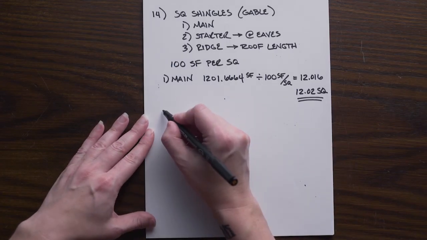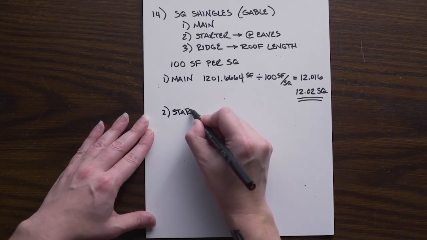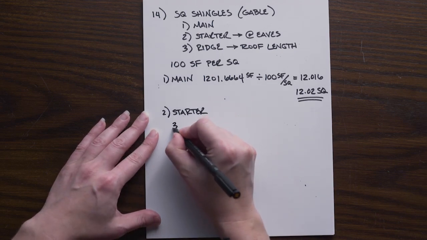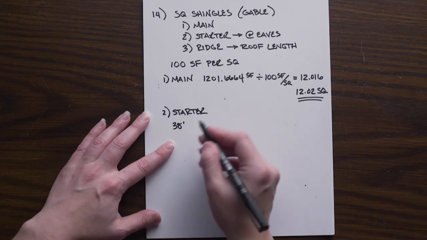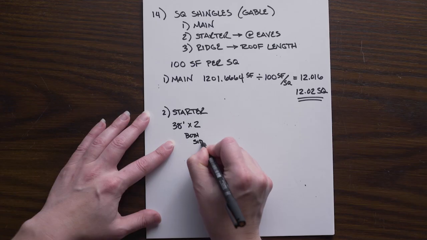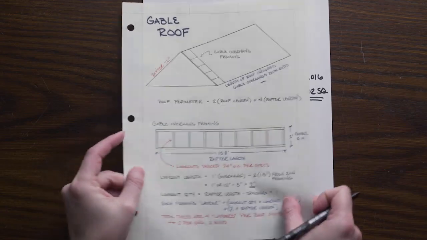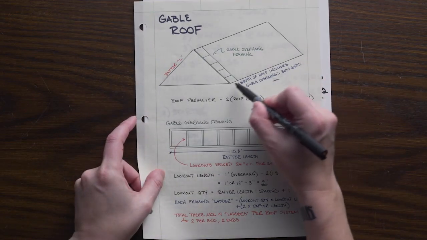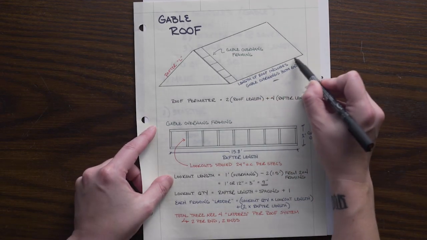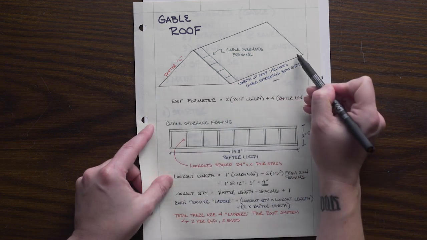Our next area is our starter strip. So again, this is at our eaves. Our eaves are at the bottom of our roof. It is based off the 38-foot length of our roof. We multiply that by 2 because we have to account for both sides. On our structure, this is the eave, the horizontal dimension. So we have to have a starter strip on this side as well as on the back side to be able to calculate our starter strip.